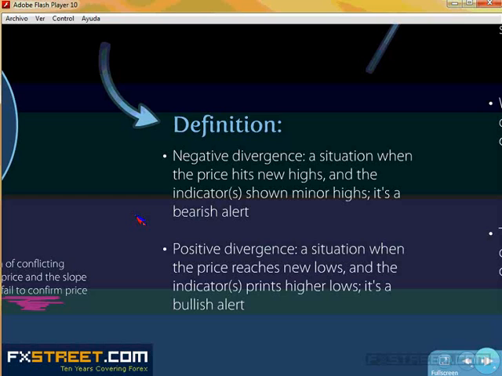So in that case, a positive divergence is also a bullish alert. It's important also, when we consider confirmation and divergence, that one of the basic principles of technical analysis is the assumption that a trend is in place or still operative until we have enough evidence that a reversal pattern has been formed and completed.